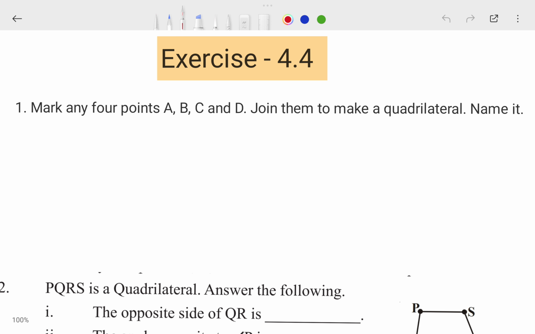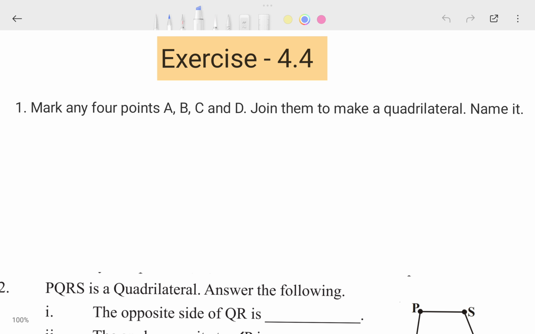So if you have any doubt in this exercise, don't worry about it. By the end of this video, you will not have a single doubt in this exercise. I'm going to explain this exercise in a very easy and clear way, and if you have a doubt, it is going to be cleared in this video. Okay, so let's start with our first question.